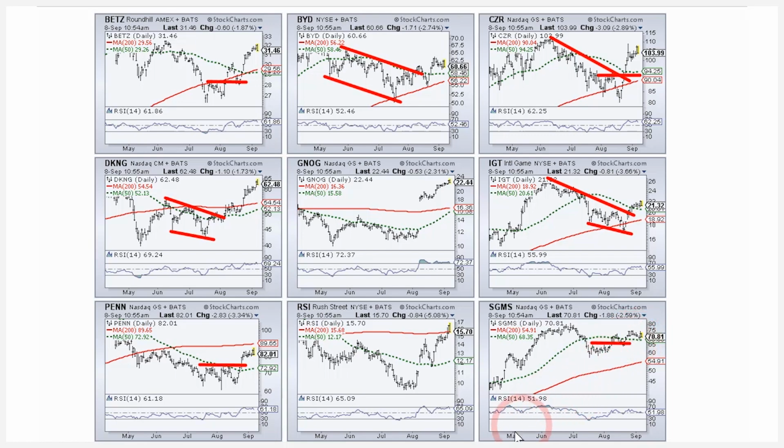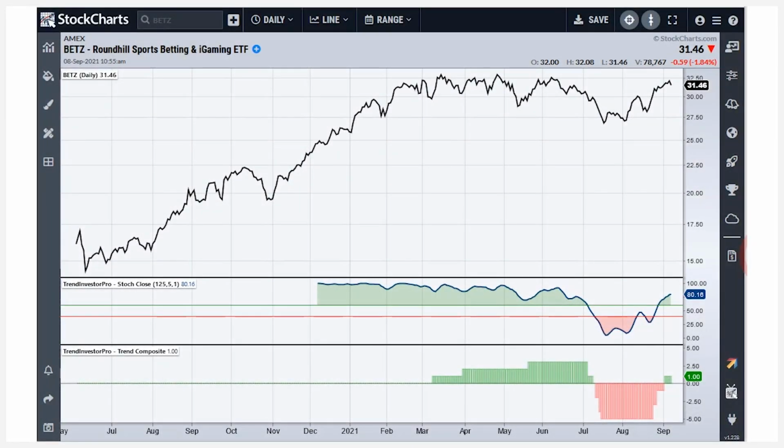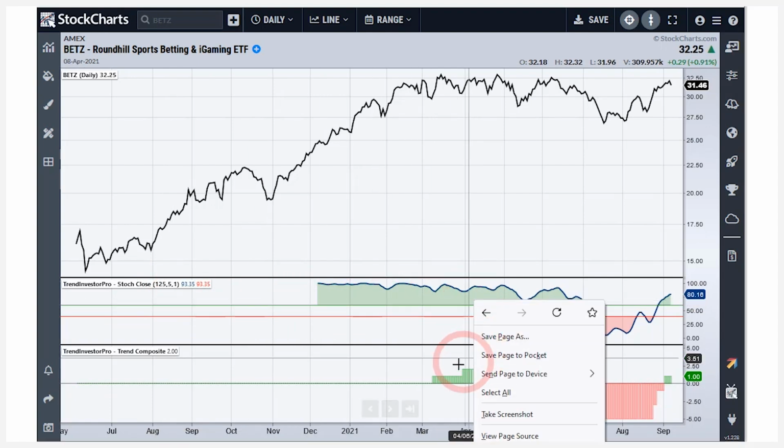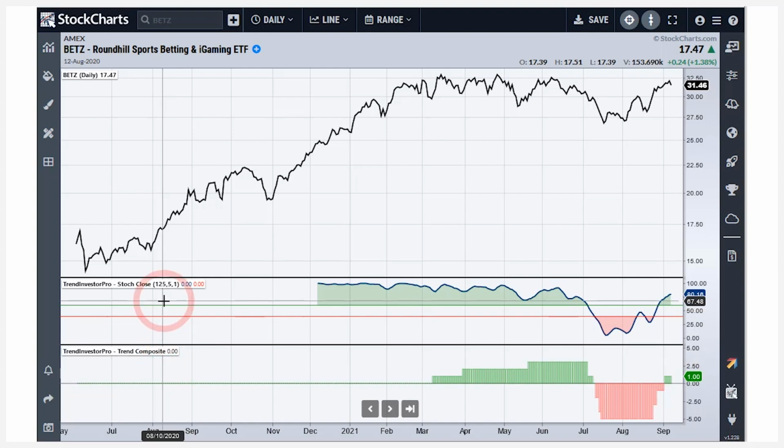And now let's look at some of the trend signals. So I'm here on StockCharts ACP, and I'm going to work off of two indicators for trend following. I've got the Stoke Close indicator, which is 125 days, smooth with a 5-day moving average in the first window there. And in the lower window, I've got the Trend Composite, which aggregates the trend signals in 5 trend following indicators. And these two indicators are part of the Trend Investor Pro Indicator Edge plugin.